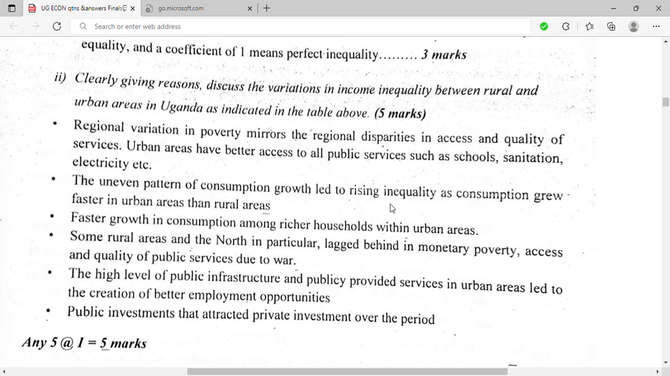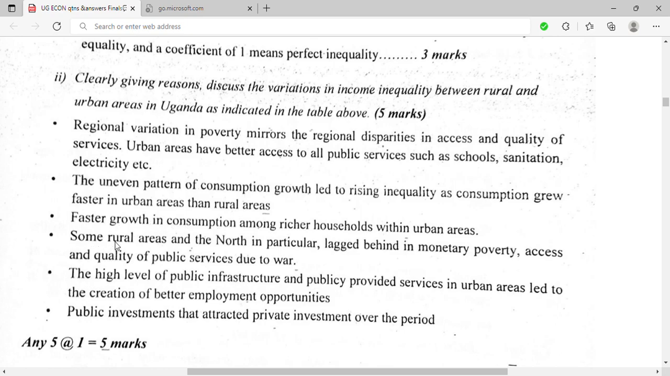Villages, they only buy rice, for example, on Easter, Eid, then Christmas. There are even no birthdays, but in town, those are normal things. There are always birthdays, there are always other days that are celebrated like that. So the consumption in urban areas is higher than the consumption in rural areas. Then another one is faster growth in consumption among rich households within urban areas. They overconsume. So if you have a business in urban areas or in Kampala, you can easily make money compared to someone who is in the village.